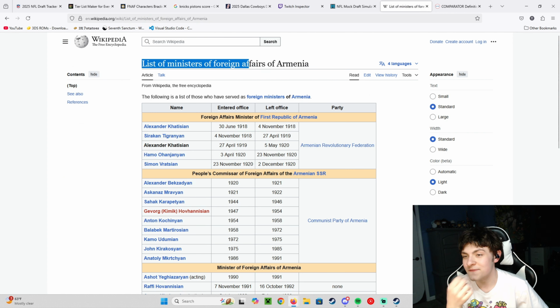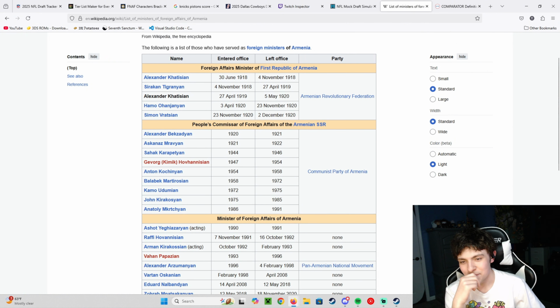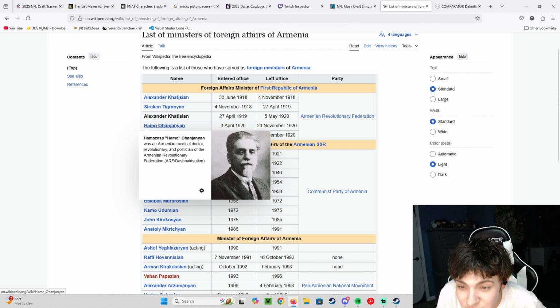List of ministers of foreign affairs of Armenia. That now is what I care about. Let's talk about it. We've got, of course, the classic foreign affairs minister of the First Republic of Armenia, you know, Alexander Khatisian, let's go with that. Sirakan Tigranyan, you know. Classic. That Alexander guy again, of course. Hovhannes?